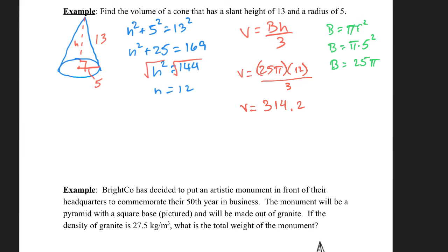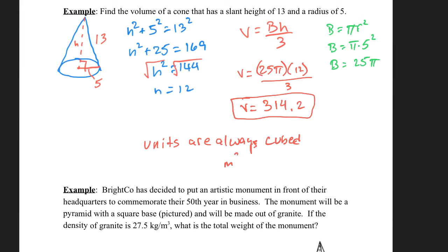314.2. And what are my units? There are no units, but if there were units, it would be in terms of cubed. So units are always, that's an S, always cubed. So like cubic meters or cubic centimeters or cubic feet, something like those, okay?